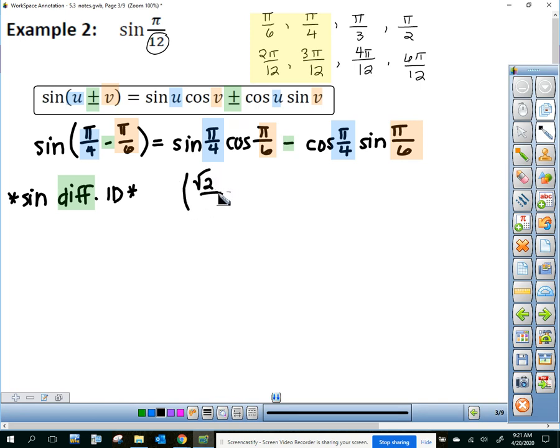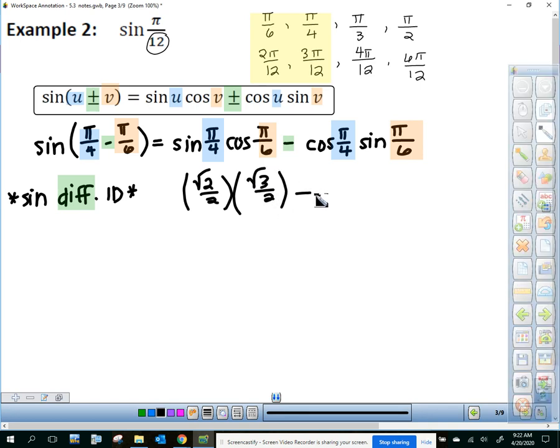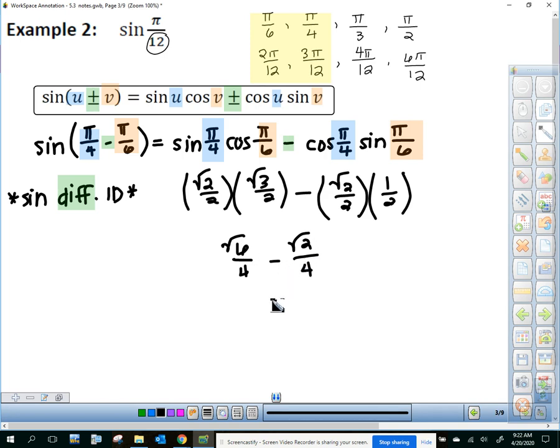Sine at pi 4ths is root 2 over 2. Cosine at pi 6 is root 3 over 2. Cosine at pi 4ths is root 2 over 2. And sine at pi 6 is 1/2. Multiply straight across, and we again get root 6 over 4 and root 2 over 4, this time being subtracted. So root 6 minus root 2 all together over 4. And that's as far as we can take that one.